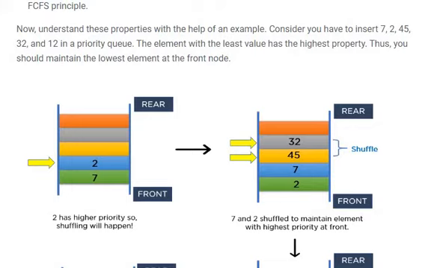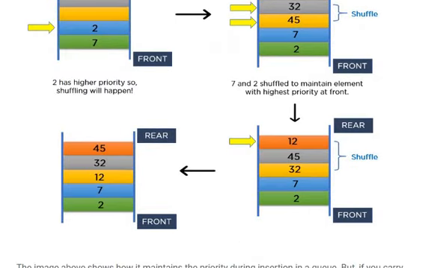In this example, we specified that the element with the least value has a higher priority. So keep 2 in front. In the same case with the remaining elements, you need to shuffle.